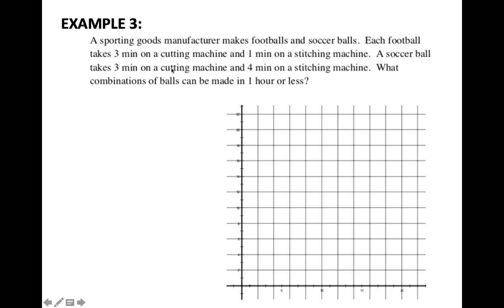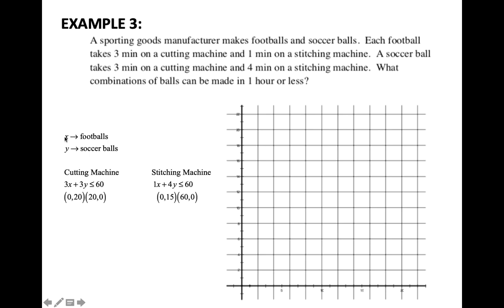Now, this sentence is the most important thing because we want to know the combination of balls. And so we're going to call footballs and soccer our X's and Y's. So here you have it. X is the football and Y is the soccer. Now, after that, we have a couple of bits of information. We've got information about how much time these things take on the cutting machine and how much time they take on the stitching machine. So if you think about it, you've got 2 machines going for an hour. The time here could add up to 60, and the time on the stitching machine could add up to 60.